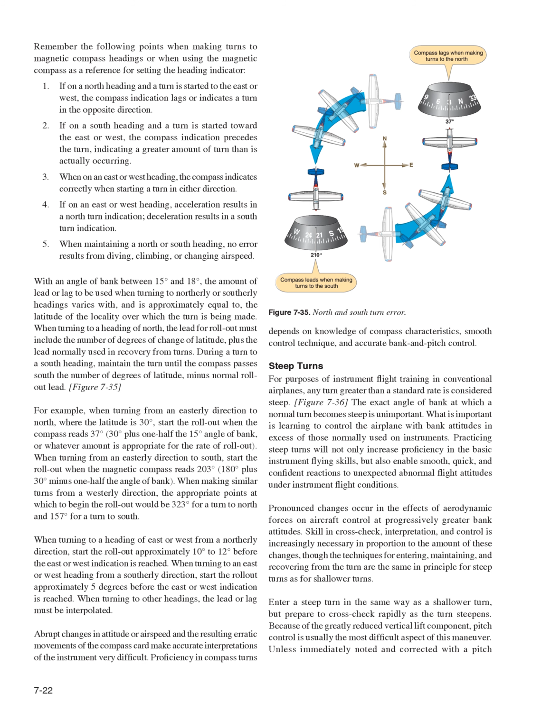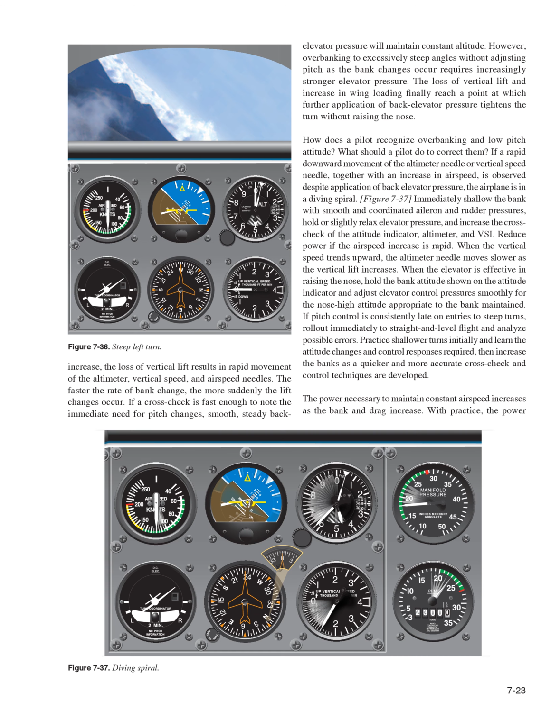Unless immediately noted and corrected with a pitch increase, the loss of vertical lift results in rapid movement of the altimeter, vertical speed, and airspeed needles. The faster the rate of bank change, the more suddenly the lift changes occur. If a crosscheck is fast enough to note the immediate need for pitch changes, smooth, steady back elevator pressure will maintain constant altitude. However, overbanking to excessively steep angles without adjusting pitch as the bank changes occur requires increasingly stronger elevator pressure. The loss of vertical lift and increase in wing loading finally reach a point at which further application of back elevator pressure tightens the turn without raising the nose.